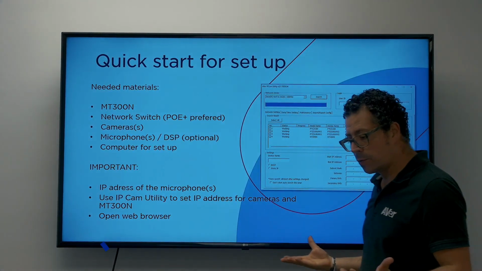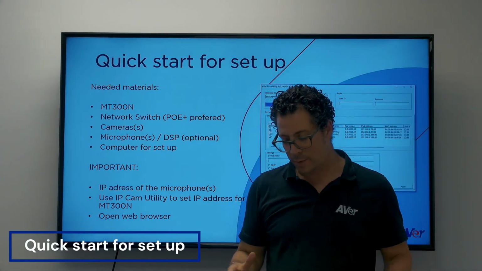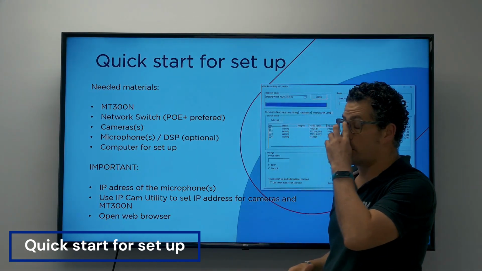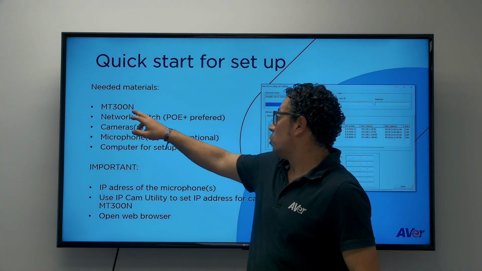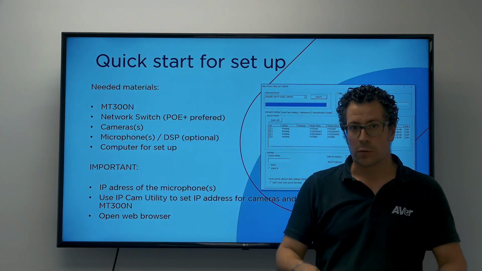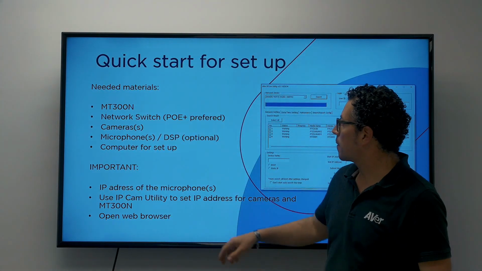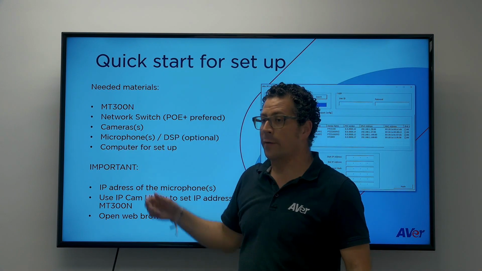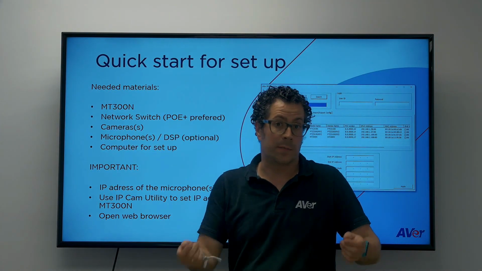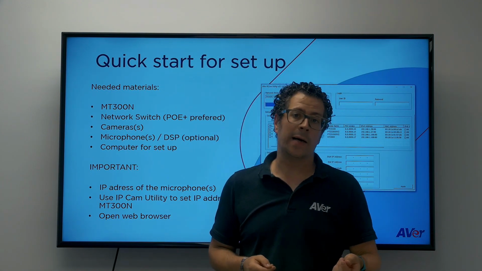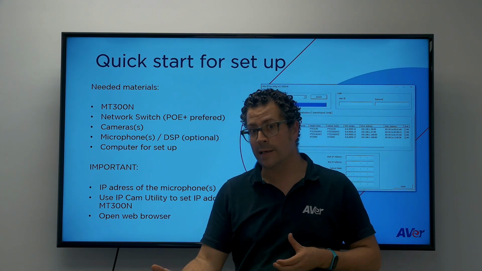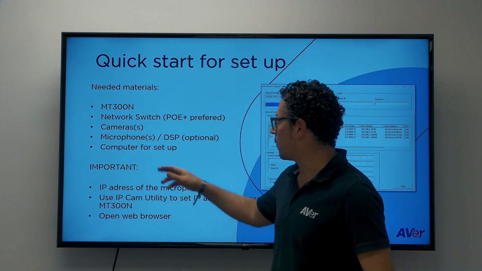If we want to do a quick setup of the tracking box, it's very simple. What do you need? You need, of course, the tracking box. You need a network switch to connect all the devices together. You can have several cameras. These cameras can be connected via network or via USB, HDMI, NDI, RTSP, as you prefer.